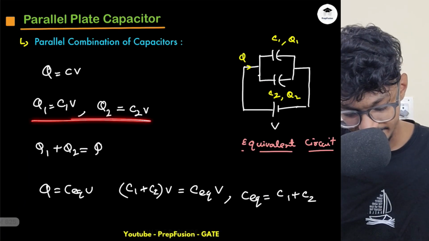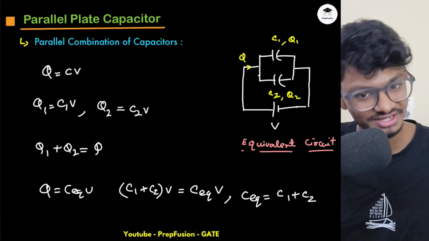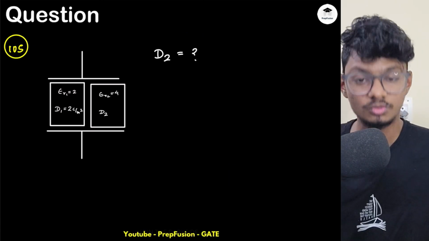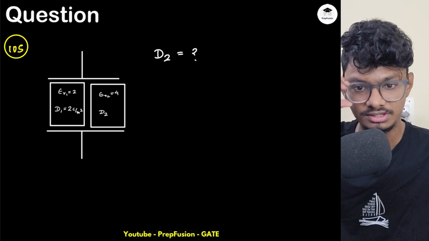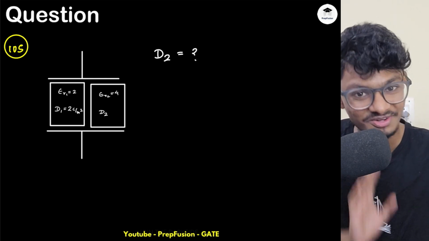Okay, simply divide these two expressions, so V will get cancelled and Q1 by Q2 will be C1 by C2. You can derive it like that as well. So this is the first question that I wanted to give you. First observe whether the capacitors are in series or parallel. It's difficult to observe here, right?